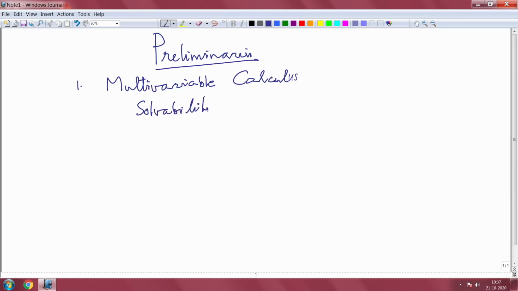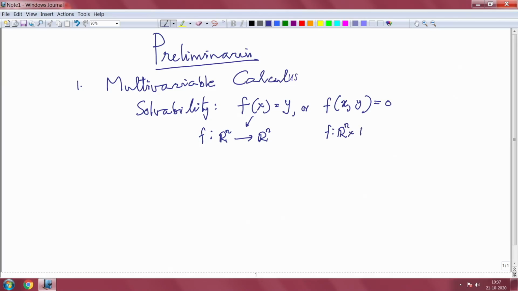You want to solve equations of the form f(x) equal to y, in the explicit form, or equations in the implicit form. In the first case, f can be a mapping from Rn to Rn, and in the implicit case f can be a mapping from Rn cross Rm to Rn. So, you can have this kind of mappings.